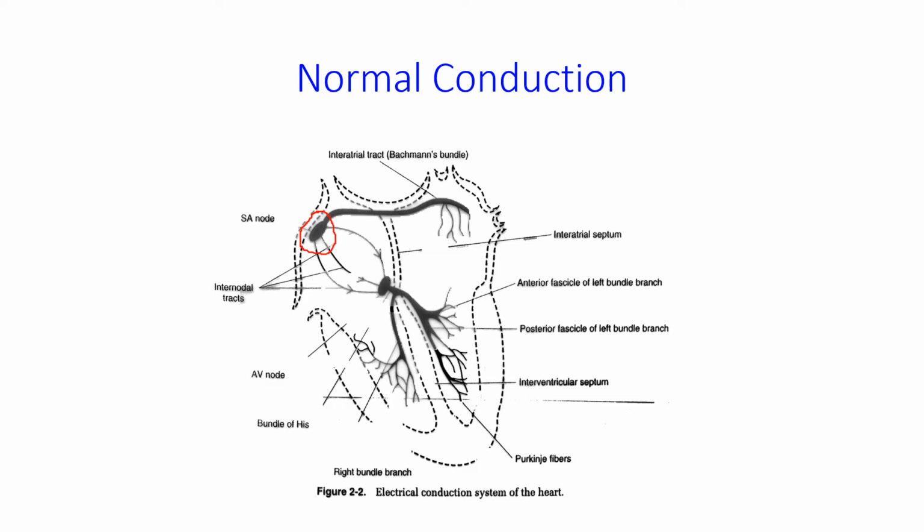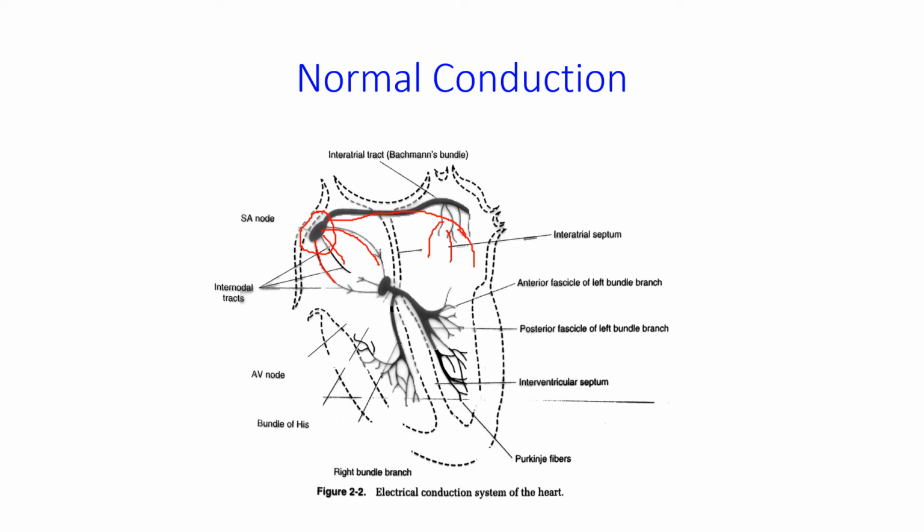From the SA node, that impulse needs to travel, and it will send the message or the impulse to other cardiac cells. It can do that very rapidly by going through the intranodal tracts, which are the tracts within the atria, and at the same time it goes to the left atrium, so that both the right and the left atria can depolarize and contract at the same time.